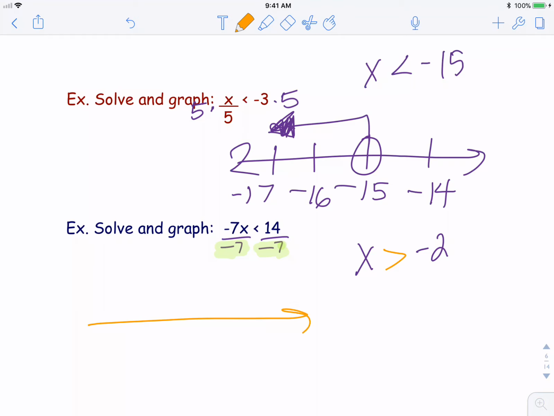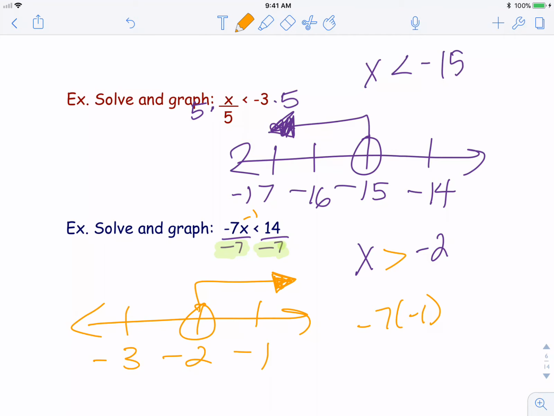Then my solutions on a number line, I'm not including negative 2 as a solution. So I need to include an open circle at that point. And I'm everything that's greater than that, so my arrows go to the right. So if I think about something that's greater than negative 2, that would be a possible answer of negative 1. So if I plug negative 1 in for x, I have negative 7 times negative 1, seeing is that less than 14? Remember, you can always plug back in and check your answer. Negative 7 times negative 1 is a positive 7, and yes, that is less than 14, so it works.